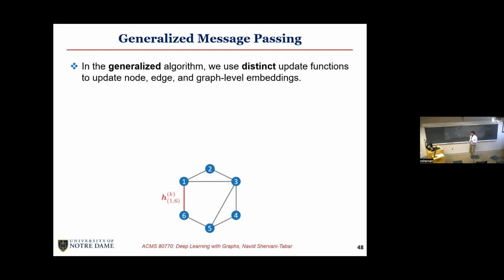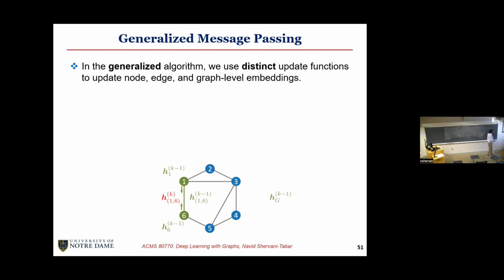For doing that, we're going to look at the neighbors of this edge, the two ends of this edge, which are nodes 1 and 6. We're going to look at the previous state of this node, which I'm showing here with h_{k-1} sub 1 6. So again, we're going to gather information from its two ends. And then we're also going to combine information from the graph-level embedding in order to update the embedding for this edge.